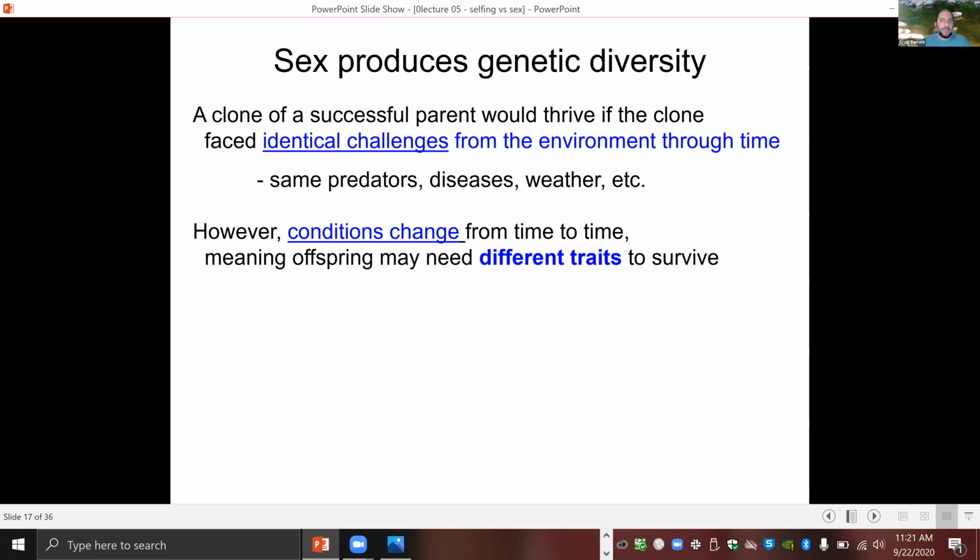So a clone of a successful parent would thrive if the clone faced identical challenges from the environment through time. So generation after generation, nothing changed. You had the same amount of sunlight, rainfall, food sources, same predators, diseases, etc. However, we know that's not the case. Conditions change from time to time, meaning that offspring may need different traits in different generations to survive.